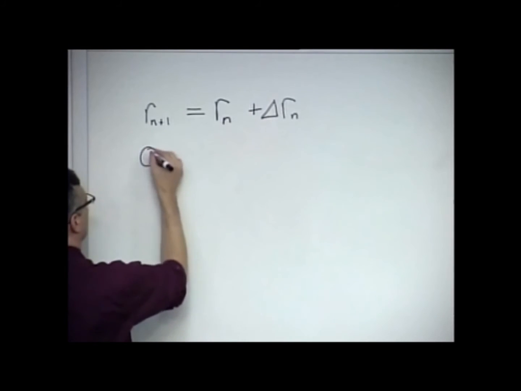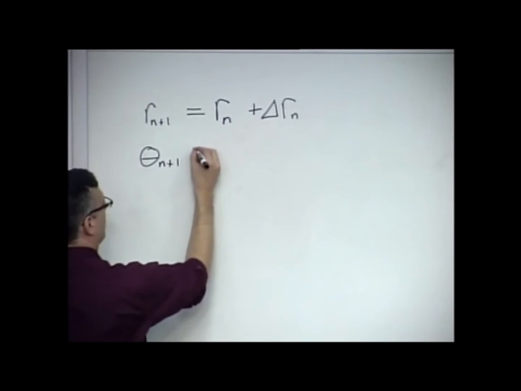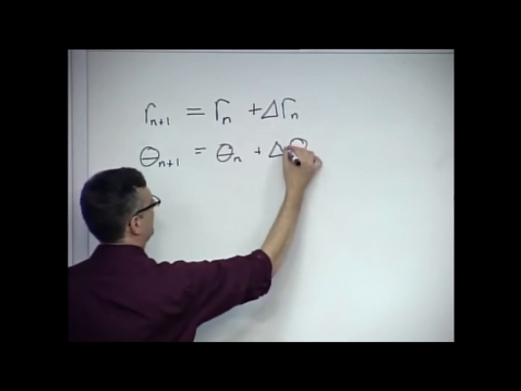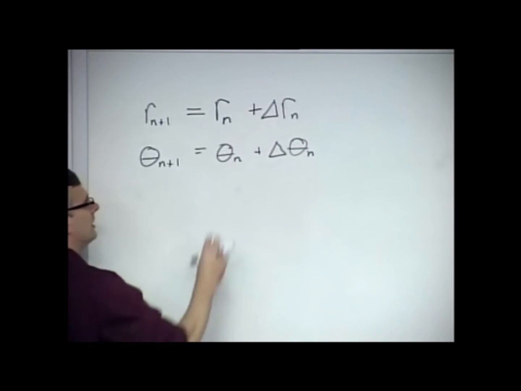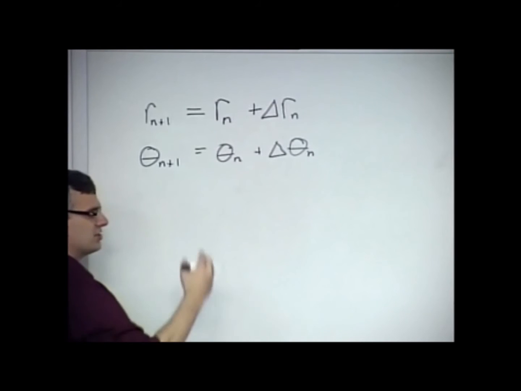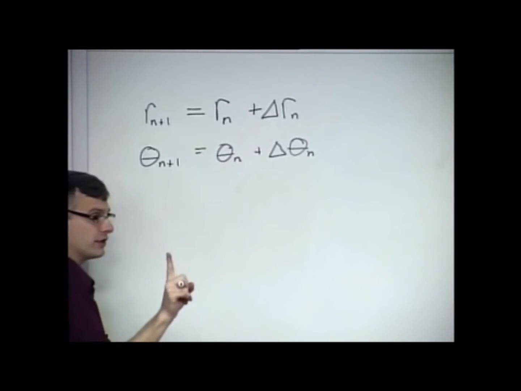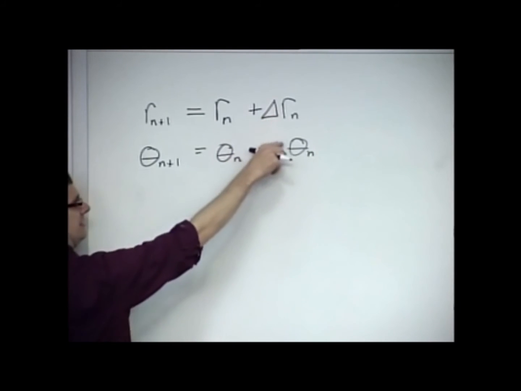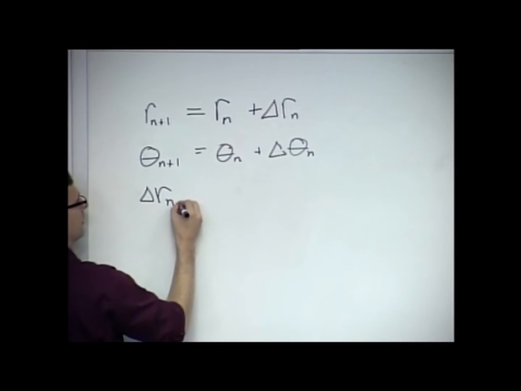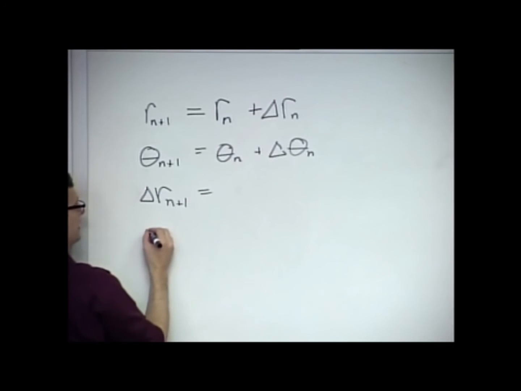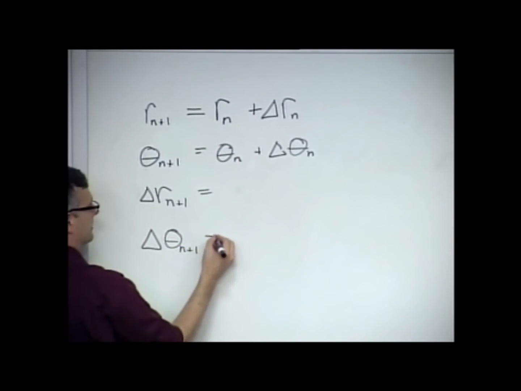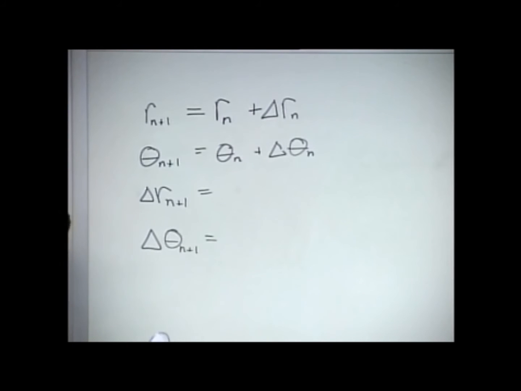Likewise, theta n plus 1 is going to be equal to theta n plus delta theta n. So these are all 4 pieces of information that I can get from an initial condition. I just keep marching them and marching them. However, I also have to update these 2 pieces of state information based on the dynamic system, the discretized differential equation over there.